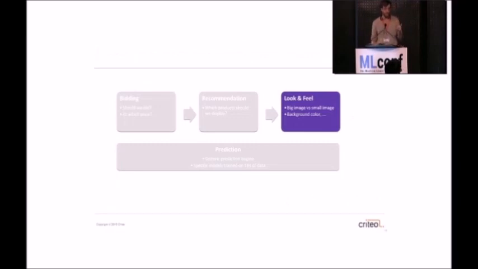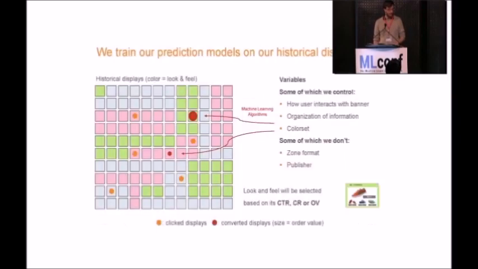And then the last aspect is the look and feel optimization, where we want to find the best layout, the best color for the ad. And for this, we also use classical supervised machine learning. So we have data about the performance of different colors in different contexts, different layouts, and we can use different features to build a machine learning model to optimize for clicks, sales, and things like this.